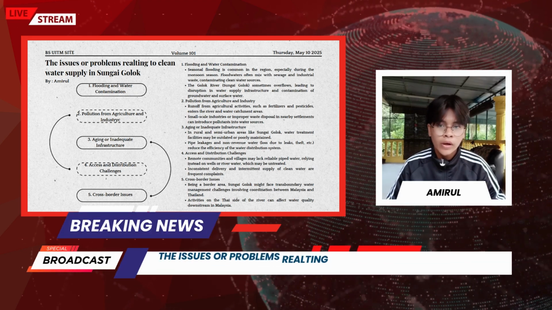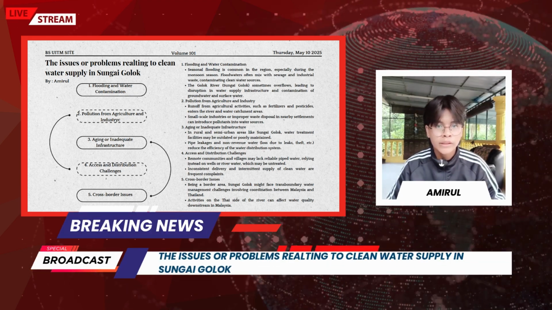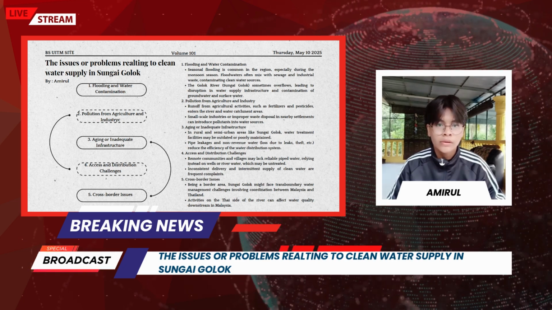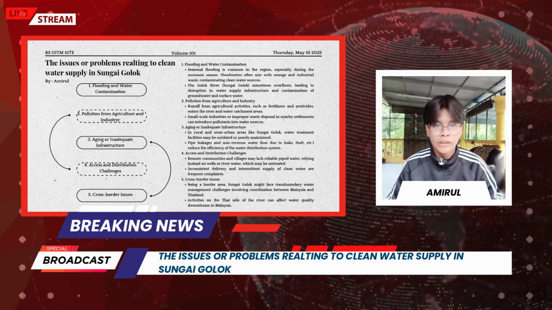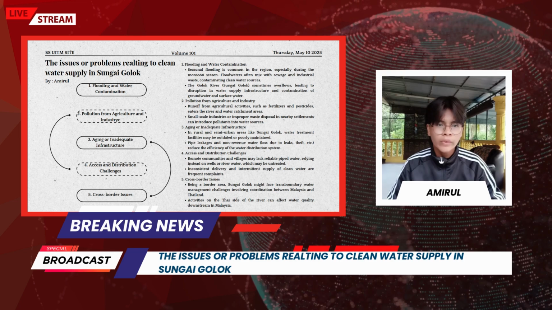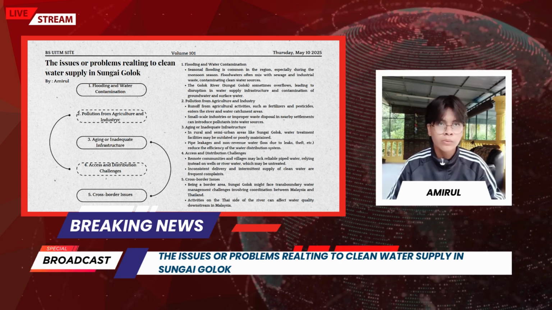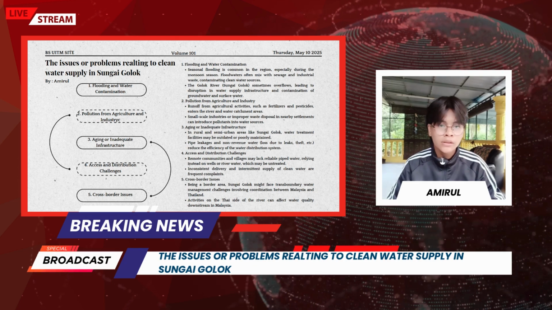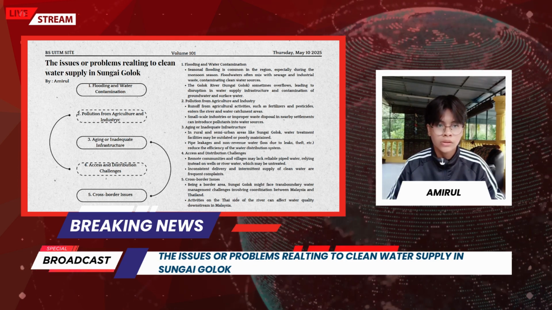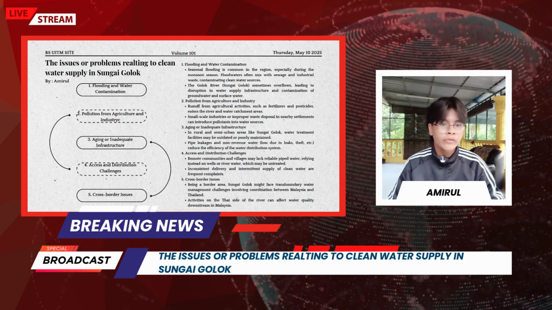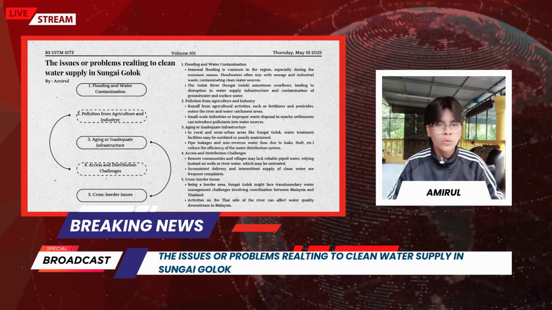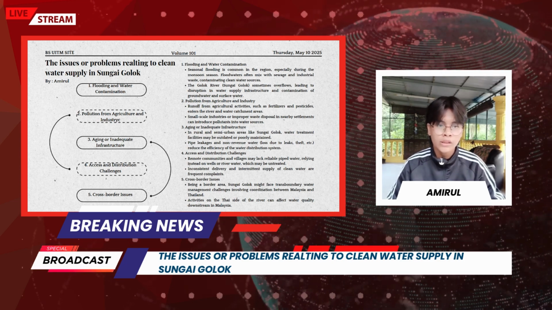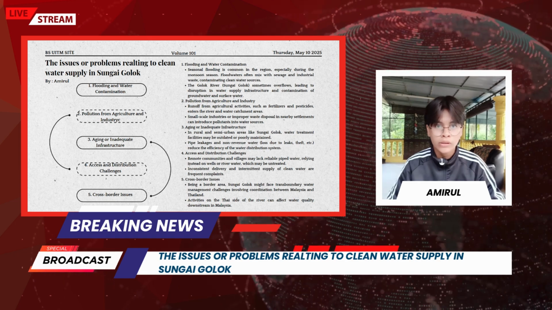I'm going to talk about the problems relating to clean water supply in Sungai Golok. First, flooding and water contamination. Seasonal flooding is common in the region, especially during the monsoon season. Flood water often mixes with sewage and industrial waste, contaminating clean water resources. The Golok River sometimes overflows, leading to disruption of water supply infrastructure and contamination of groundwater and surface water.